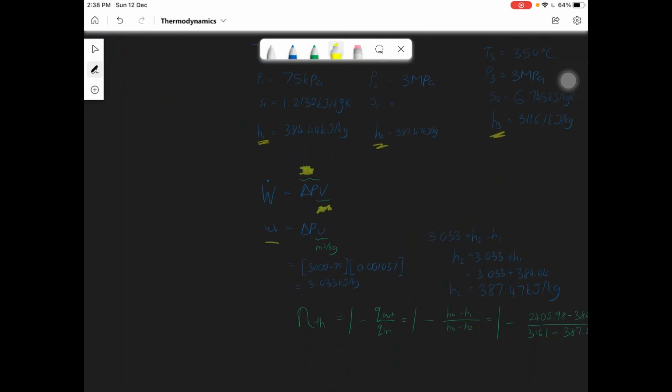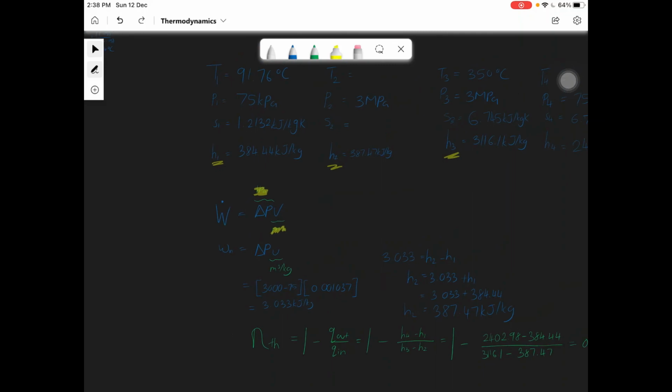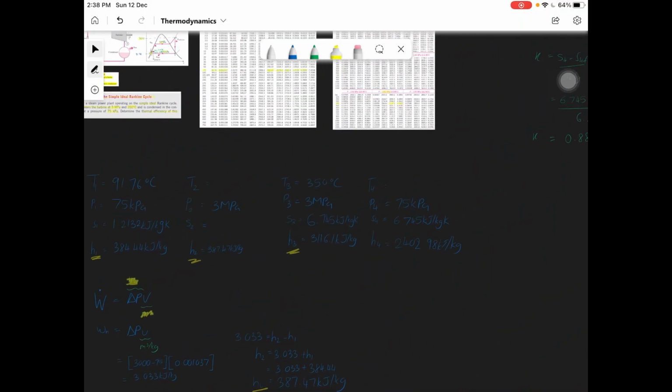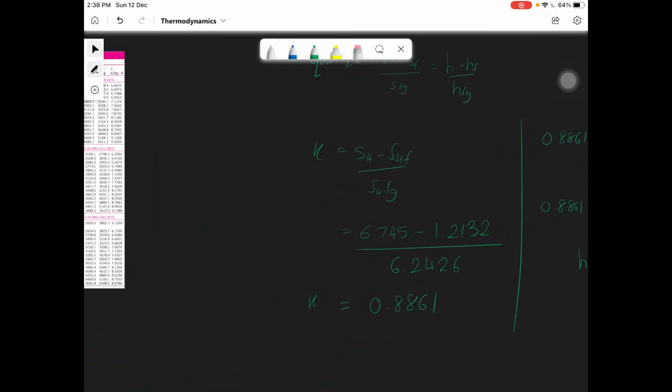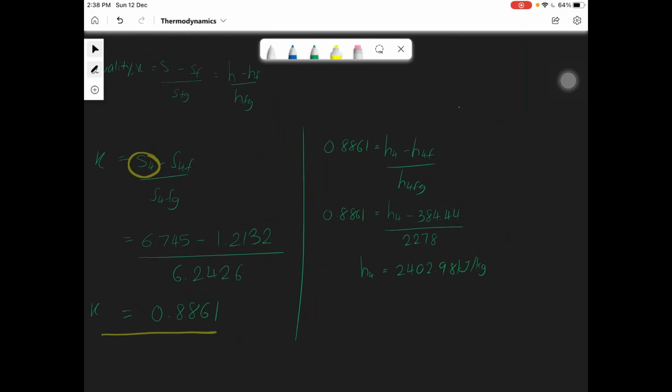W equals delta P multiplied by specific volume V. So we have determined H2 as 387.47. After that, for H4, we determine the quality. Quality was determined using the values from the entropy to find the quality of 0.8861. And after that, we use 0.8861 to find our H4.